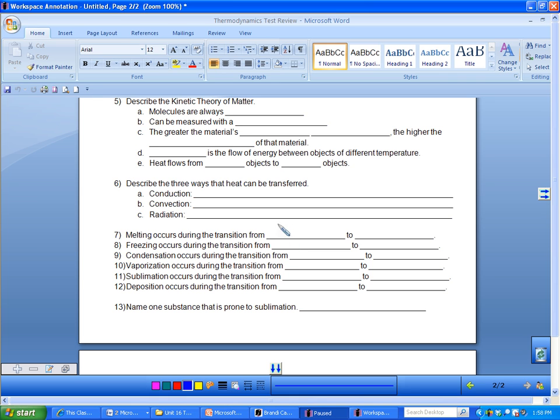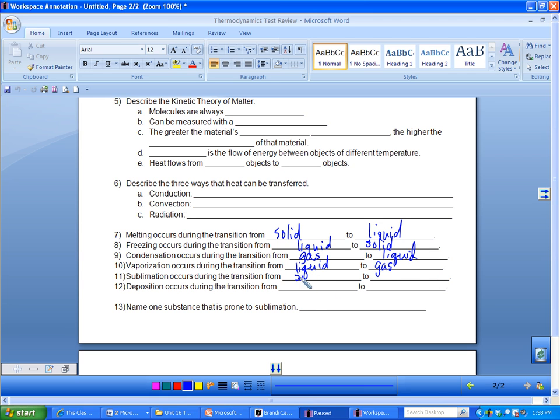All right, melting occurs during the transition from solid to liquid. Freezing occurs during the transition from liquid to solid. We're removing heat. Here we're putting heat in, here we're taking heat out. Condensation occurs during the transformation from a gaseous state to a liquid. Vaporization occurs during the transition from a liquid to a gas. Here we're removing heat, here we're putting heat in.